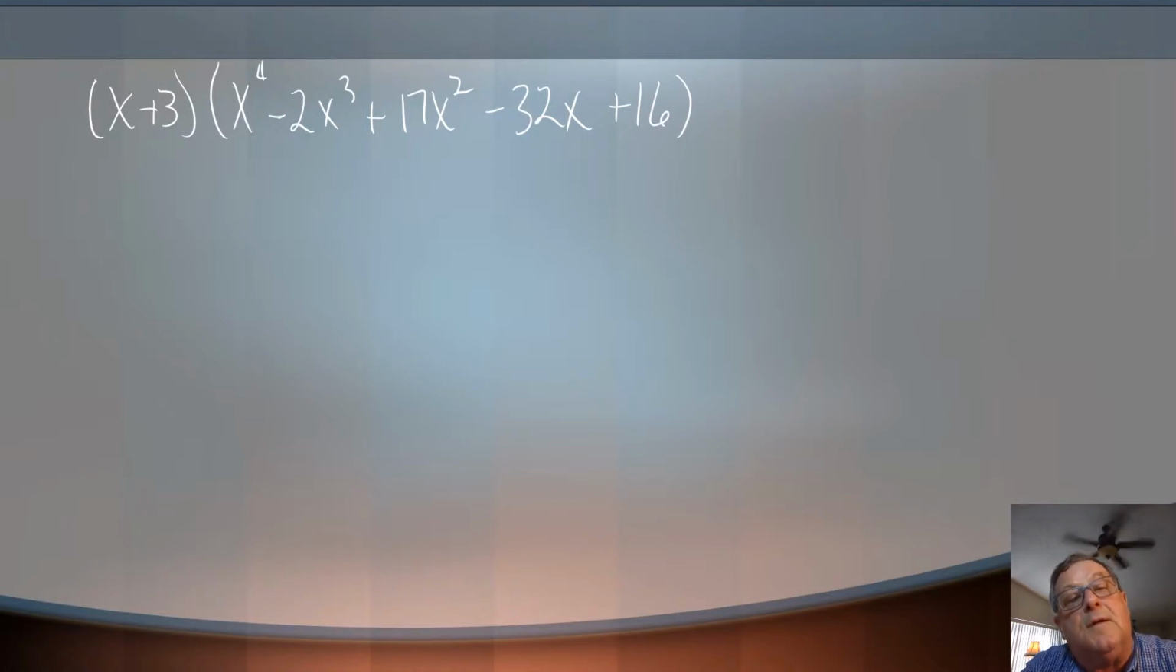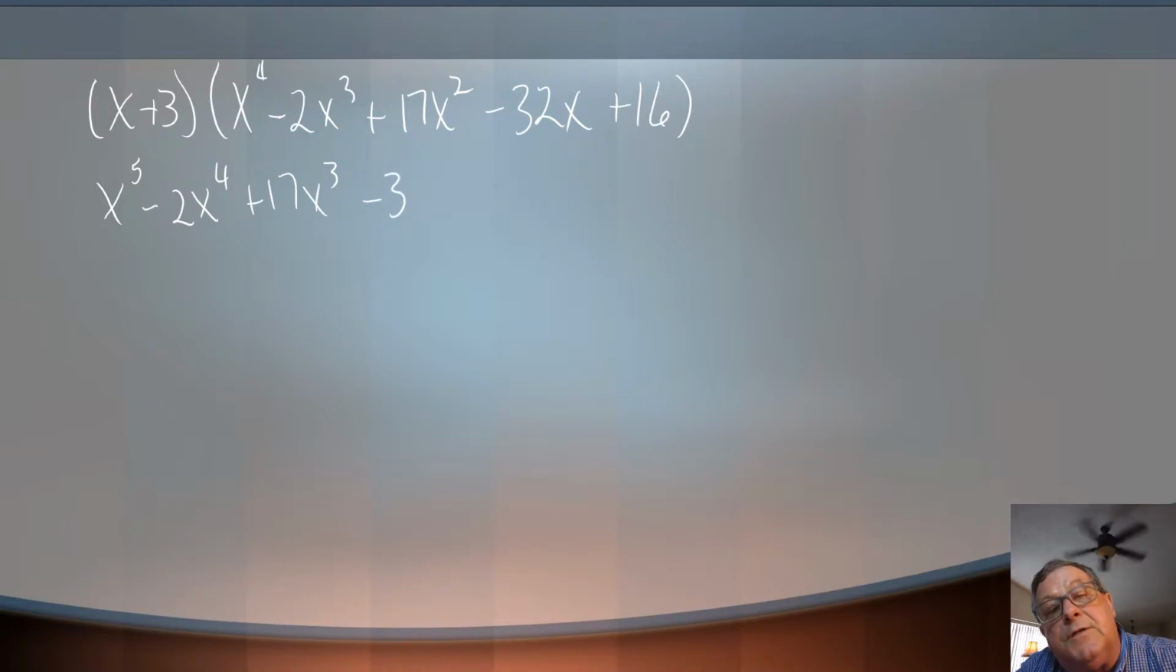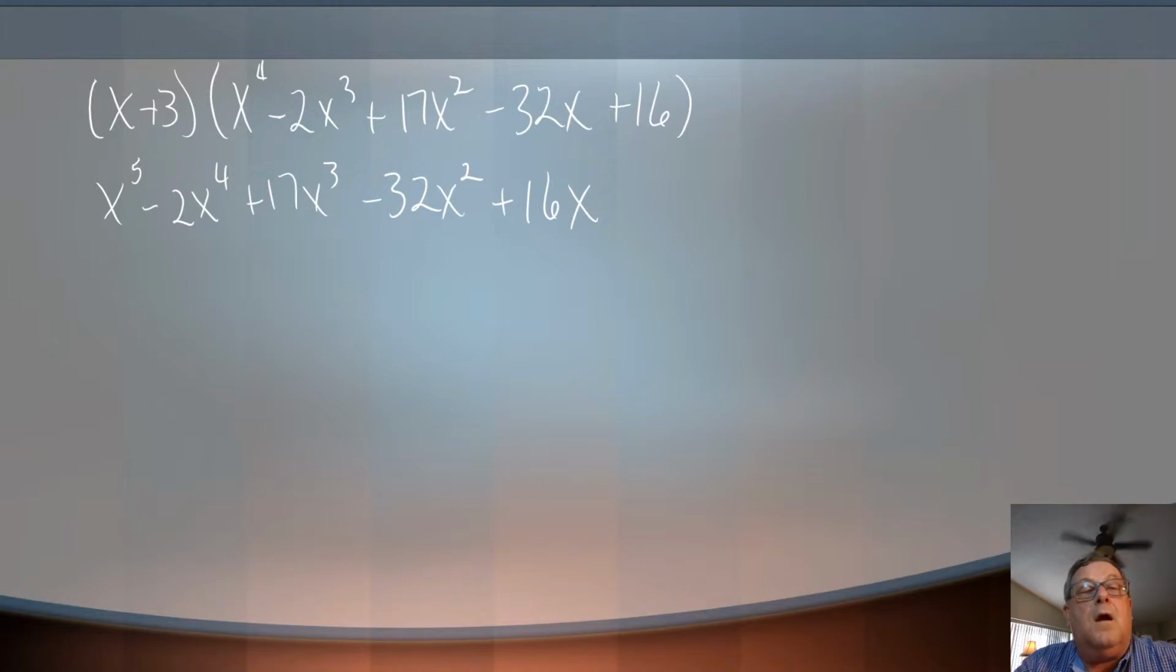Well, let's see. x times x to the 4th is x to the 5th. x times negative 2x cubed is negative 2x to the 4th. x times 17x squared is going to be plus 17x cubed. x times negative 32x is negative 32x squared. And x times 16 is plus 16x.